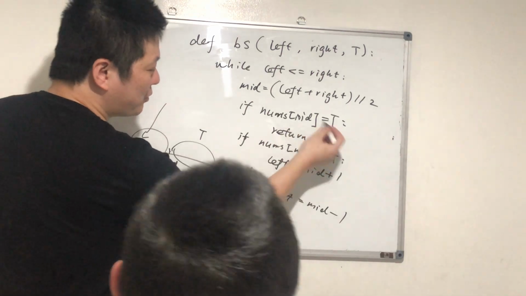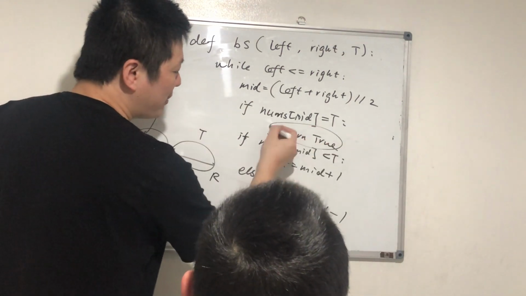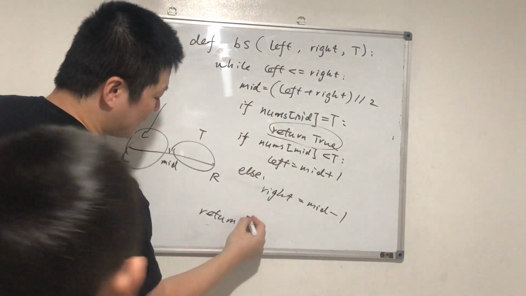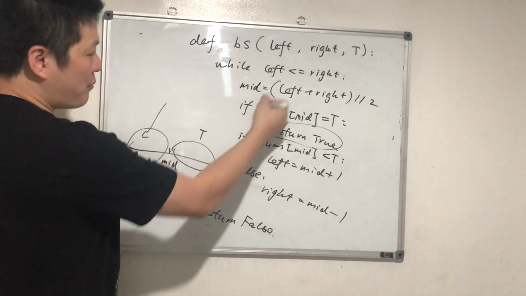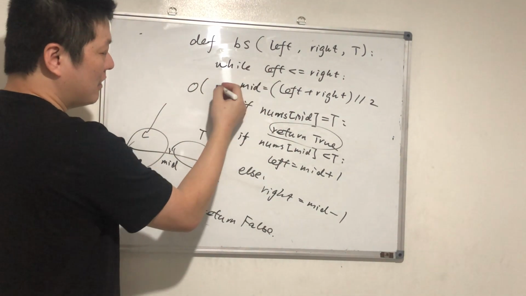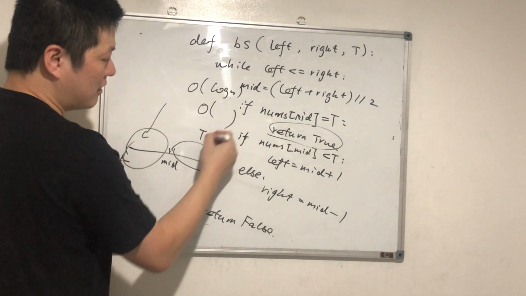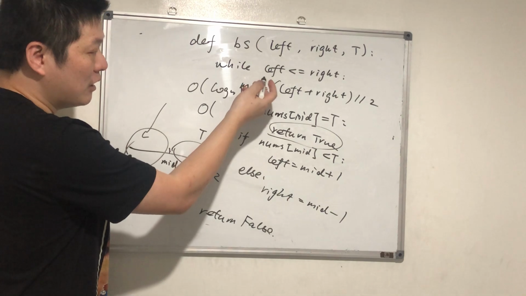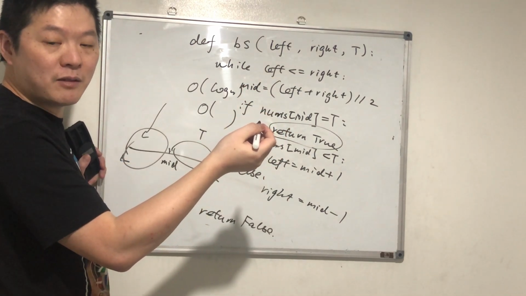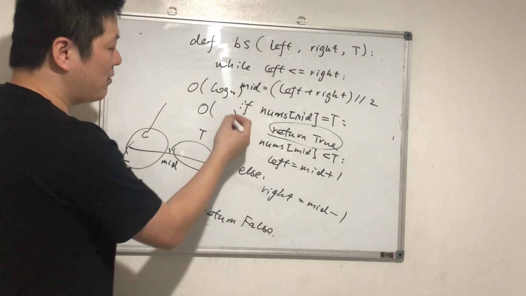We are returning true when we found it, and here false. Yes, returning false. This complexity is O(log n). Well done. What's the space complexity for this one? O what? Do we need a space? O(1). Yeah, O(1). Okay.